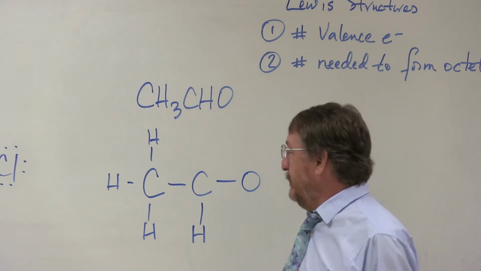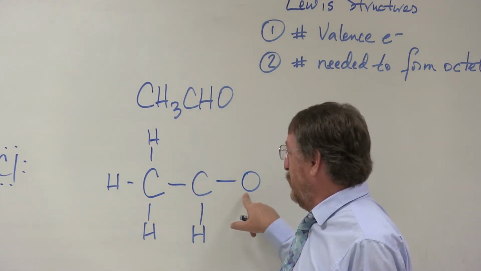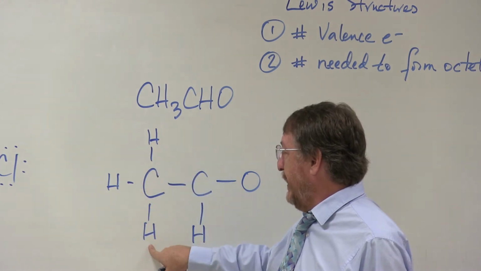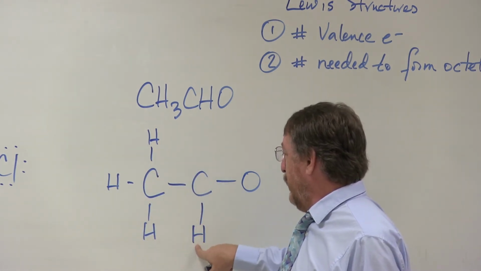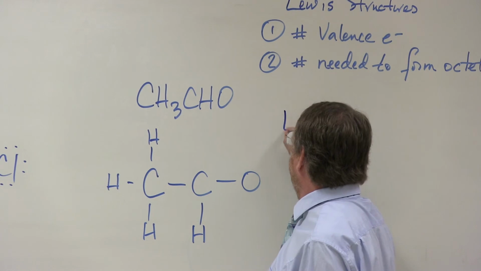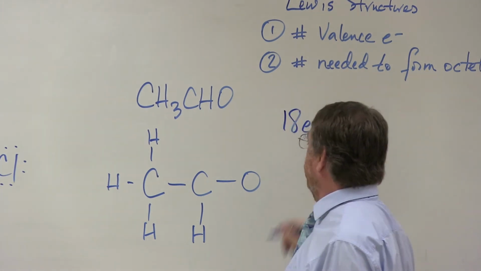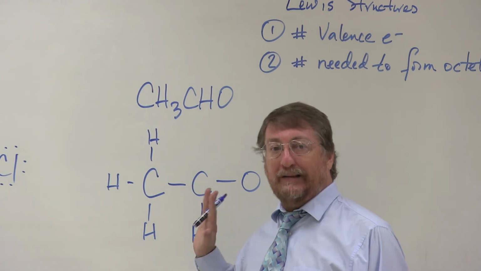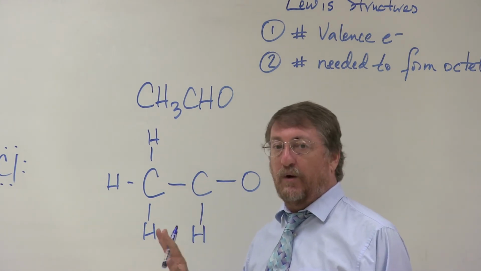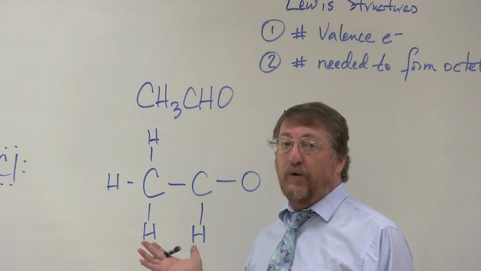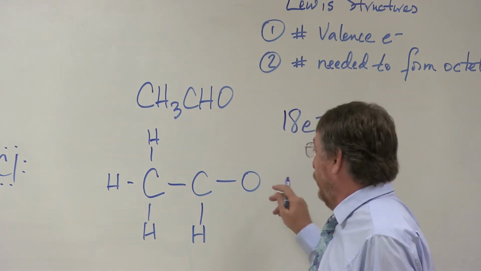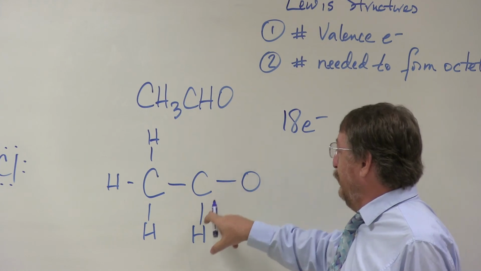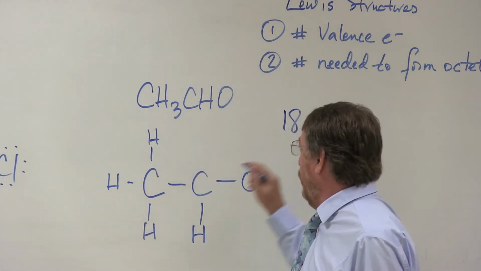Now I'm going to add up the valence electrons. Carbon has 4, oxygen 6, hydrogen 1. 4, 5, 6, 7, 11, 12, 18. So I have 18 electrons in the valence, meaning my picture when I'm done must have 18 electrons. No more, no less. And we want everything to have an octet, except for hydrogen. I mean, hydrogen just wants to have 2. I've already drawn 2, 4, 6, 8, 10, 12.